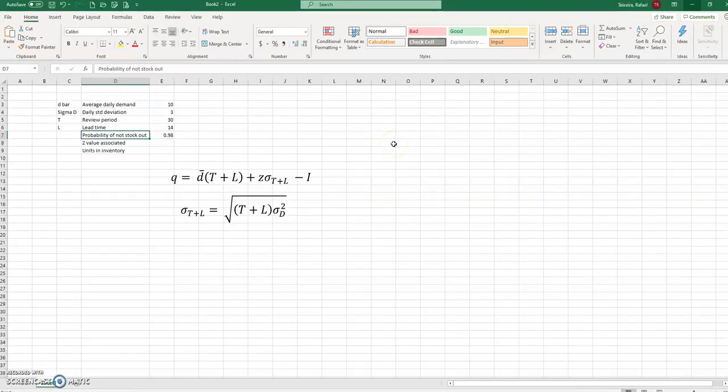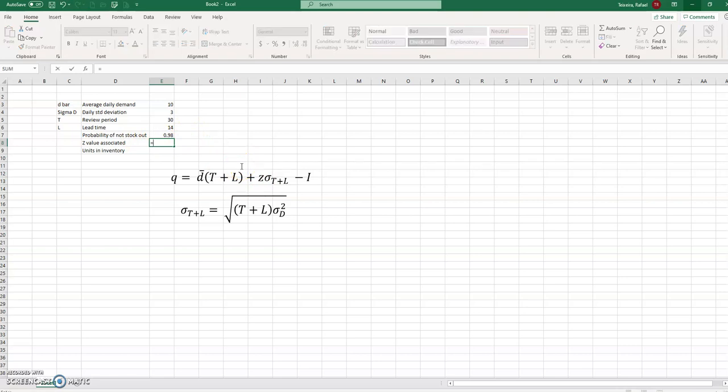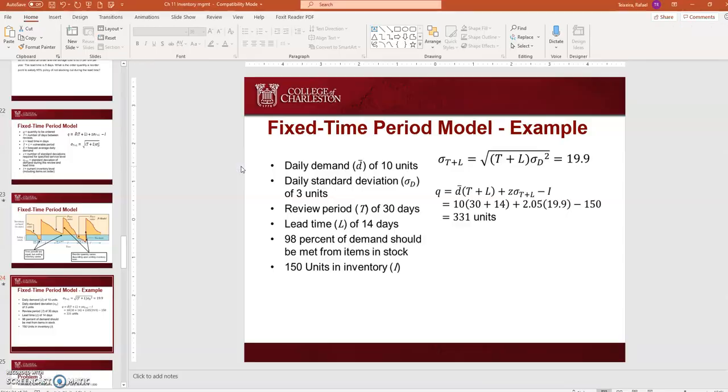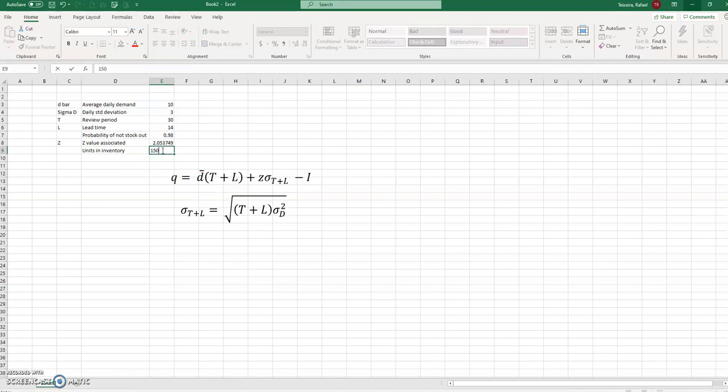Because I have a probability, remember we have to turn this probability 0.98 into a z-score, and that's what we're going to use in this formula. So let's find the z associated with this 0.98. Remember, to find z is equal to NORM.S.INV open parentheses, and then you select or type the probability, and that's the z value associated. So this is z. And the units in inventory, I have 150 units in inventory now. So this is my I.